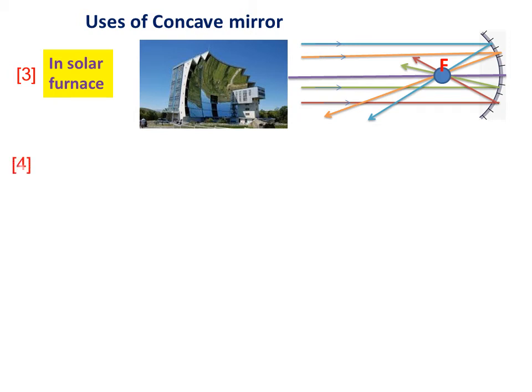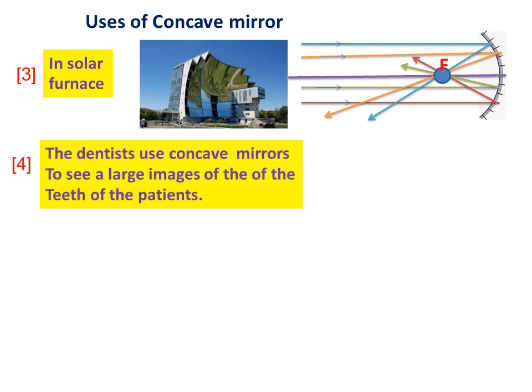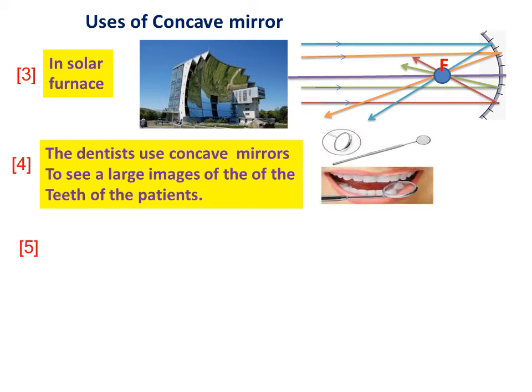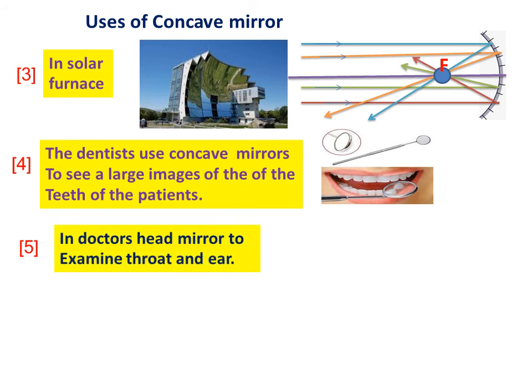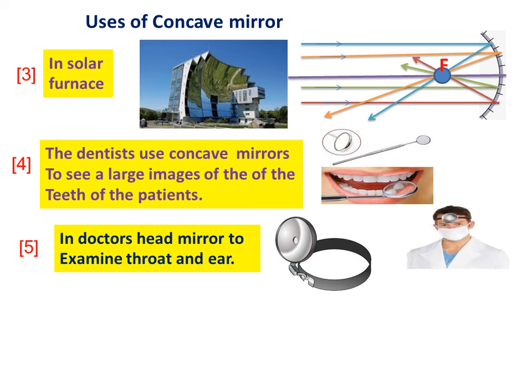Let me see another use. Okay, the dentist uses concave mirrors to see a large image of the teeth of the patients like this. Now the another one is in doctor's head mirror to examine throat and ears like this. Doctor uses concave mirror as head mirror. The mirror is strapped to the doctor's forehead, and light from a lamp after reflection from the mirror is focused into the throat or ear of the patient.